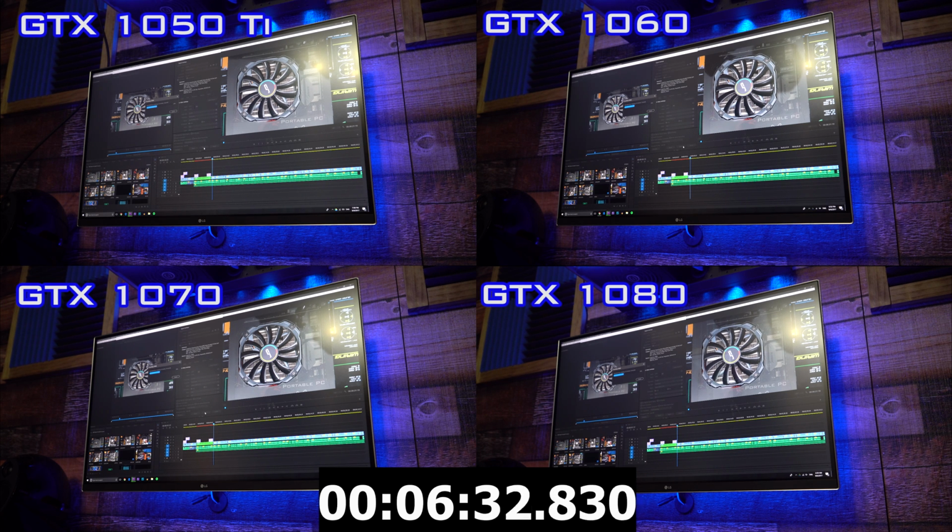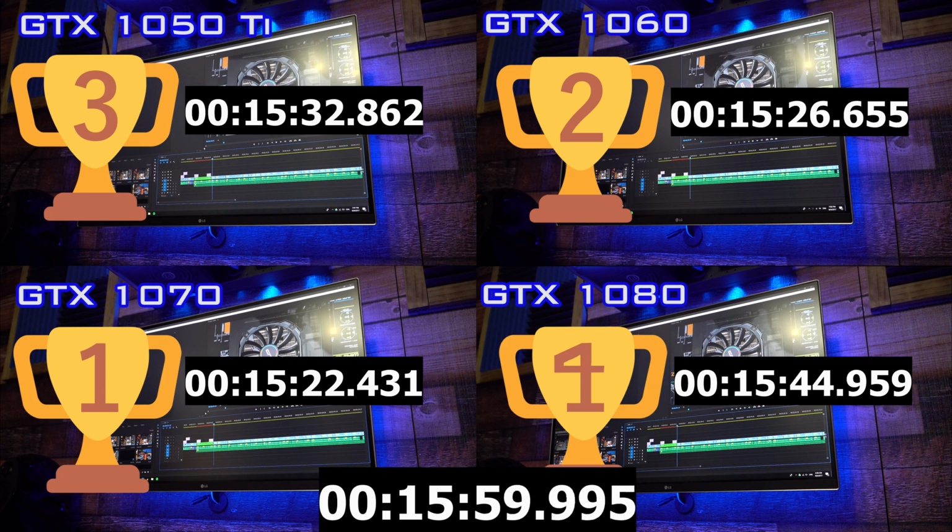The GTX 1060 came in second with a time of 15 minutes and 26 seconds. The GTX 1050 Ti came in third with a time of 15 minutes and 32 seconds. And the most expensive card, the GTX 1080, came in last with a time of 15 minutes and 44 seconds. So, moving on to the last rig.